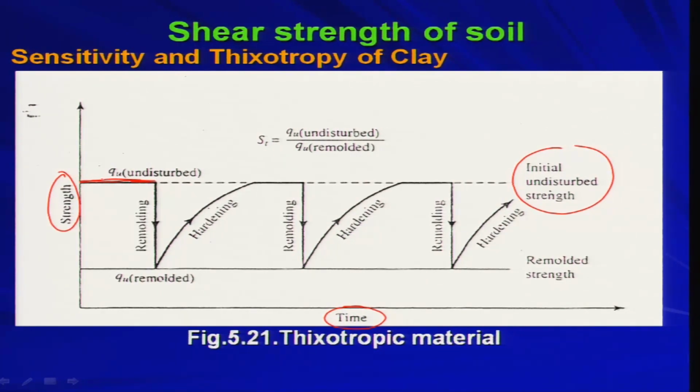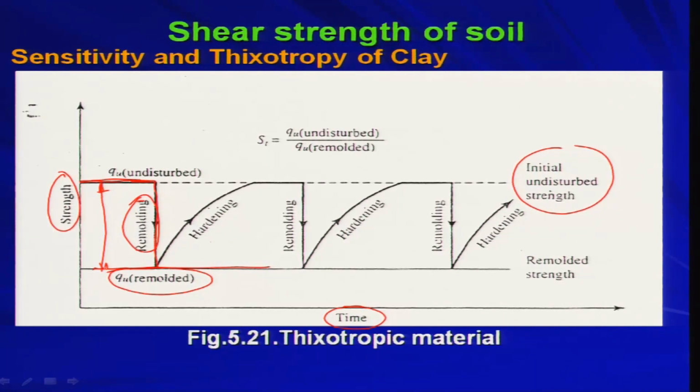Now, basically you are collecting the sample, that means you are remolding the sample. So, you are losing some strength, and that is Qu remolded. This is the difference between Qu undisturbed and Qu remolded. It depends on the sensitivity. As the soil becomes more sensitive, this difference will be more. After remolding you will get this much reduction in the Qu value.